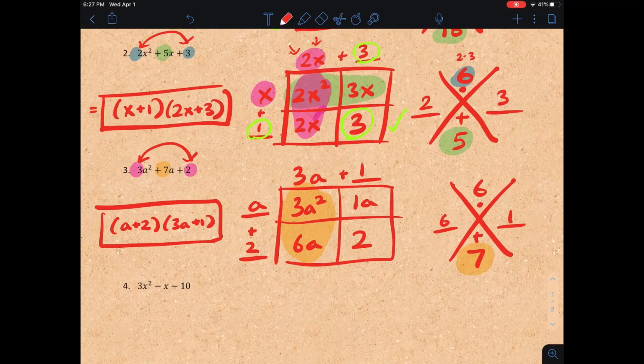Hopefully you're getting the hang of how to factor trinomials when a is not equal to 1. Just like before, when the video says your turn, I want you to pause the video, try the problem on your own, and then press play when you're ready. So whenever you're ready, try number 4.